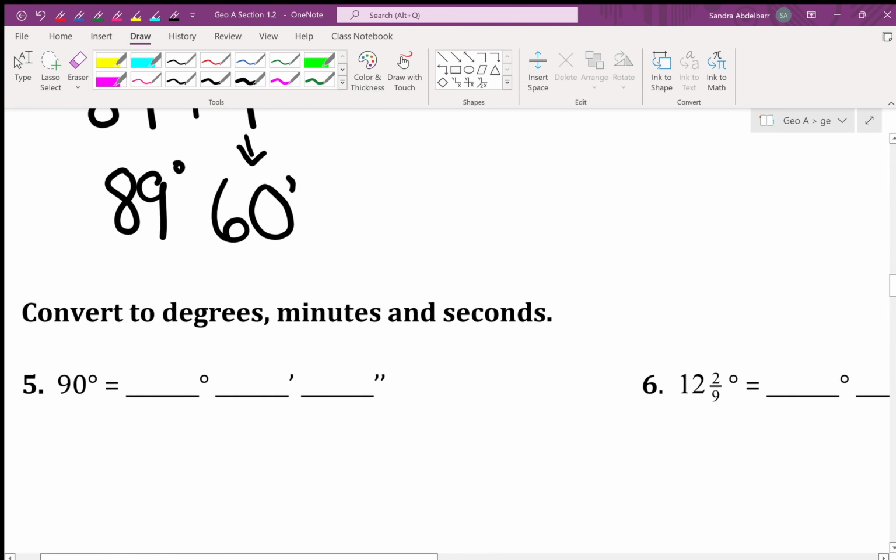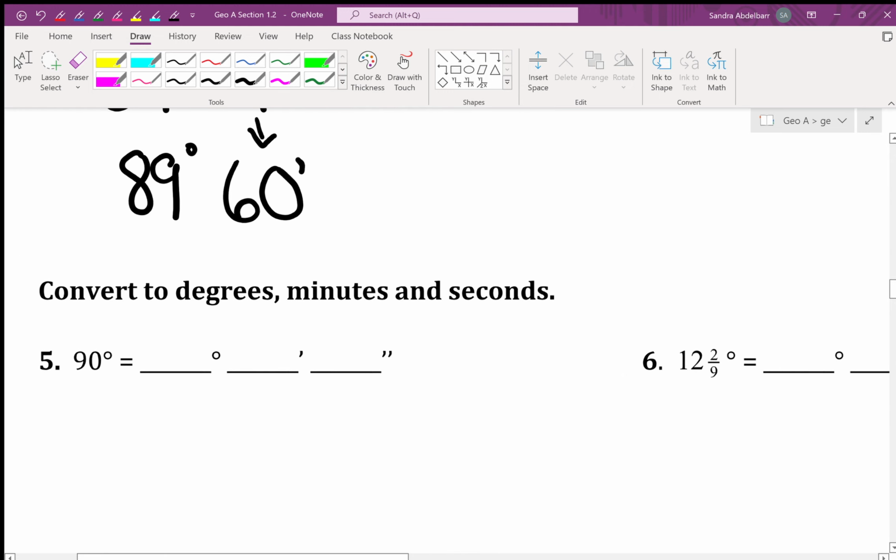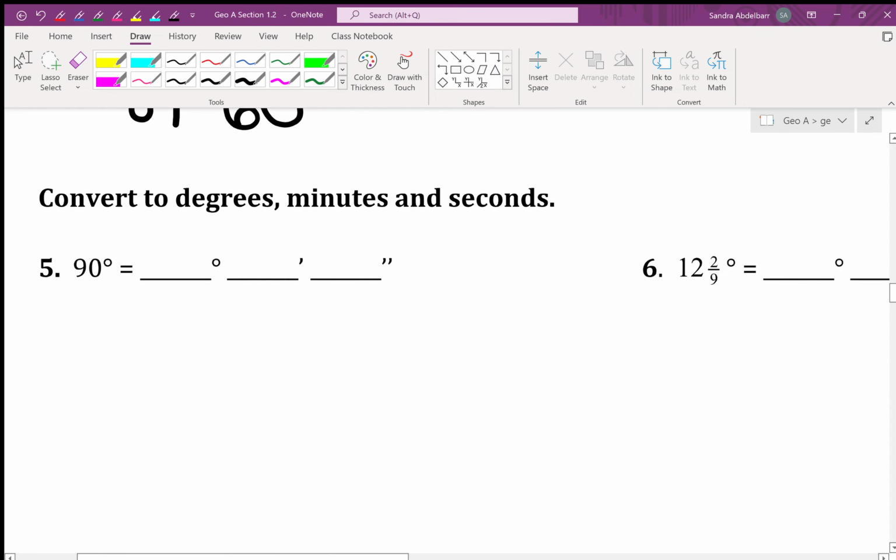So now I don't only want us to convert to degrees and minutes. Now I want us to convert into degrees, minutes, and seconds. Watch how I'm going to do number 5. We're going to take that 90 and I'm going to split it just like I did before. I'm going to split this into 89 plus 1 degree. I'm not going to make it 88. I'm making it 89 plus 1 degree.